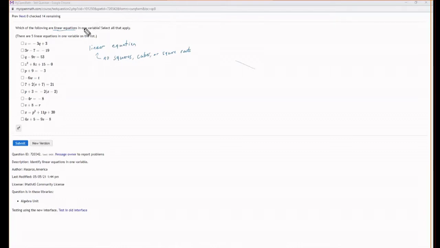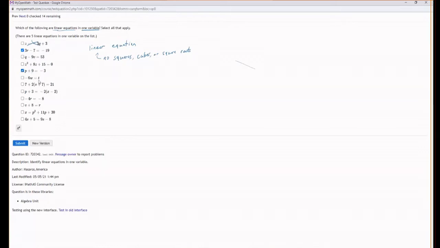The other thing that's key here is that it says in one variable. So we don't want two variables in my equation. So if I look at this first one, I have a z and a q, that's no good. But the second one, I only have an r in it, and the r is not squared or anything, so that one's fine. This one I have a q and a v, that's no good. Here the z is squared, that's no good. This next one, just a p in it, no other variables, no squares, no cubes, so that's fine.